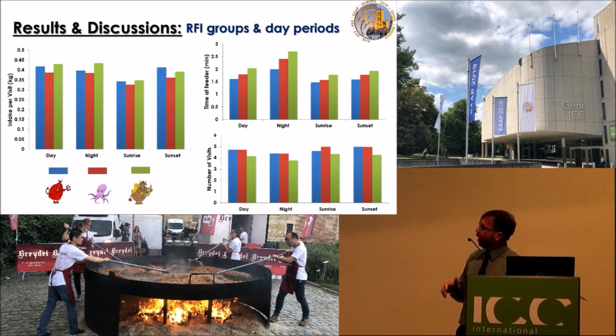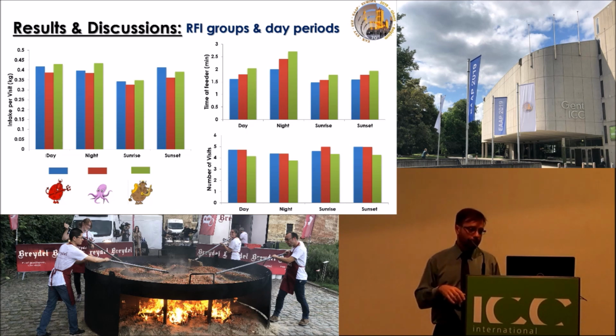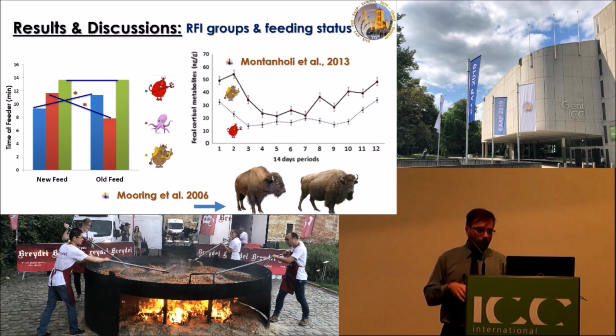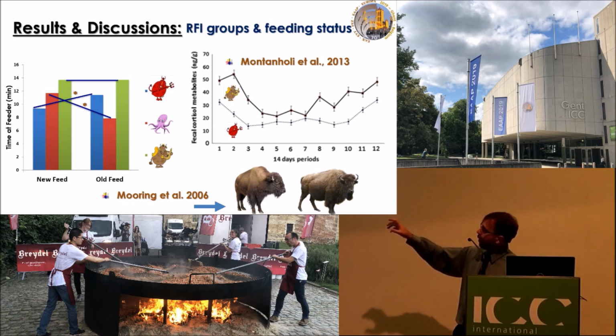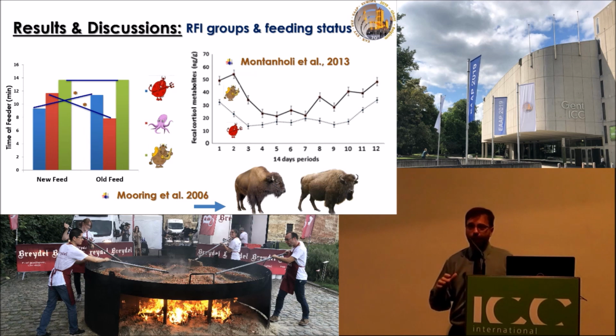So it doesn't matter for those three feeding traits, if it's day, night, sunrise, and sunset, the patterns are quite identical across the three phenotypes for feed efficiency. However, one thing that we observed that was quite interesting, and this is not weather related, but really behavior related, is that when you have a new feed or old feed, like you can see the bar for the efficient animals, it doesn't matter if it's new or old feed, their time at the feeder is the same. So they have the VIP card to the feeder bank any time of the day.